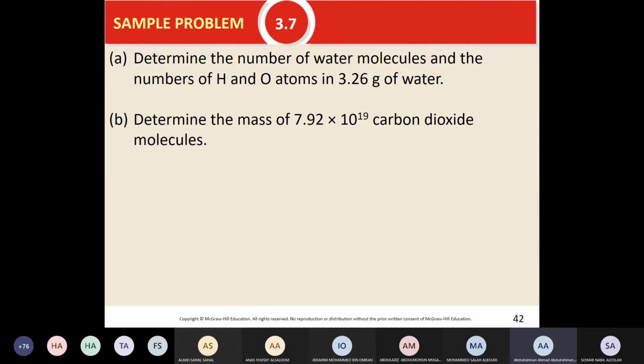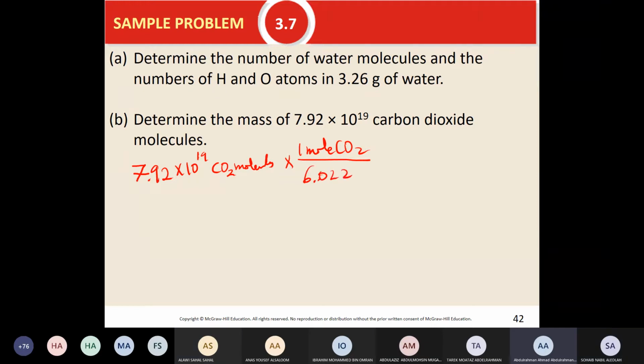Okay, let's solve the other question. Determine the mass of 7.92 times 10 to the power 19 carbon dioxide molecules. What should I do? Convert to mole first. I write whatever is given to me: 7.92 times 10 to the power 19 CO2 molecules. Multiply by 1 mole CO2 divided by what? Avogadro's number.